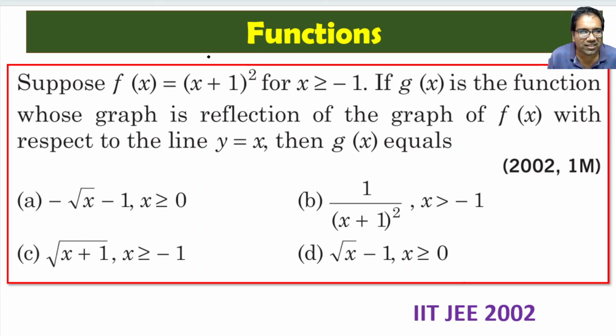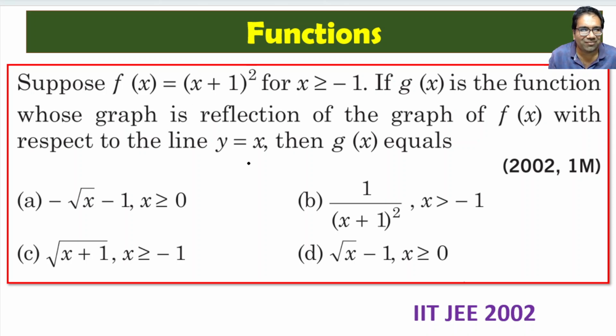Hi friends, here we are given f of x equal to (x plus 1) whole square, x is greater than or equal to minus 1. Now, g of x is a function whose graph is a reflection of the graph of f of x with respect to the line y equal to x. What does that mean? That means g of x is actually the inverse of f of x.